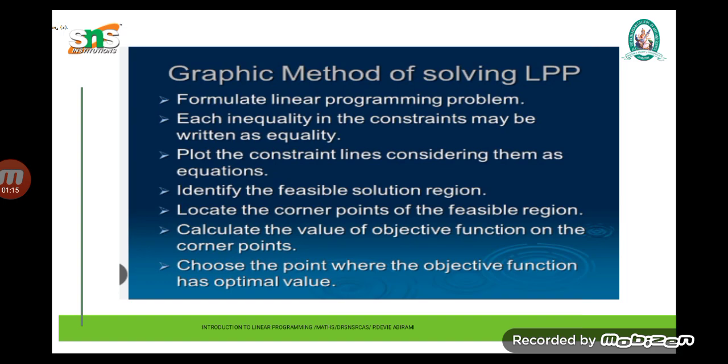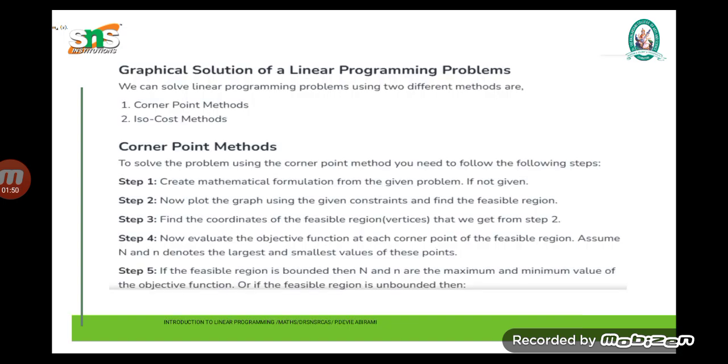Identify the feasible solution region. The intersection of the lines is our feasible region. Locate the corner points of the feasible region. Calculate the value of the objective function on the corner points. Choose the point where the objective function has the optimal value. We have to choose the corner points of that feasible region. For those corner points, we have to calculate the optimum point. If it is maximum, we have to calculate the maximum value. If it is minimum, we have to calculate the minimum value so as to obtain the optimum solution.